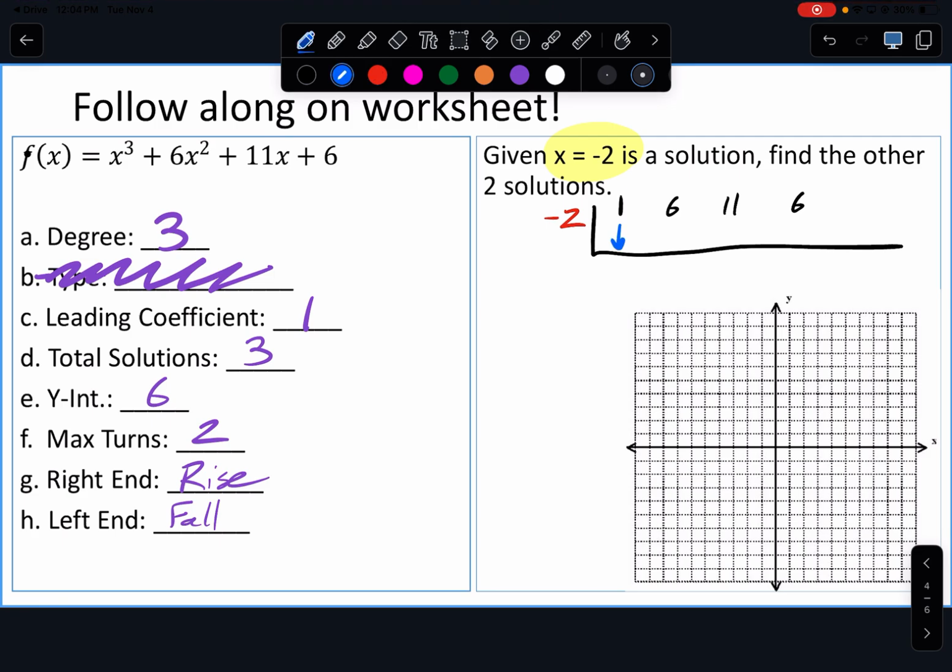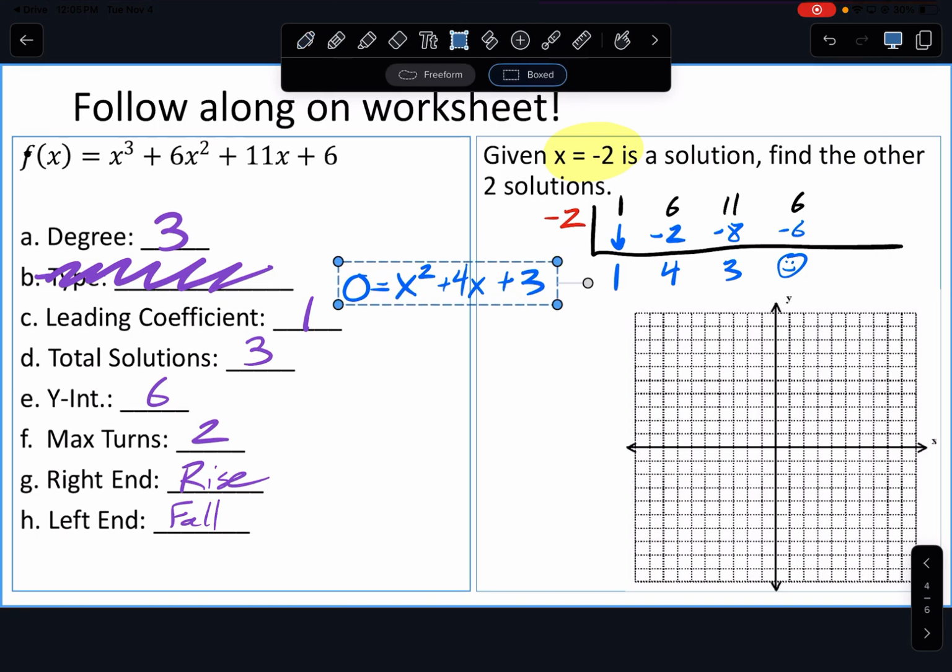Remember, we bring down the first number first, and then multiply, and add, and then multiply, and then add, and then multiply, and then yay, we get a 0. So my depressed polynomial is going to be x squared plus 4x plus 3. Now, because we're finding the solutions to this, we are setting it equal to 0 because we know our solutions are our x-intercepts.